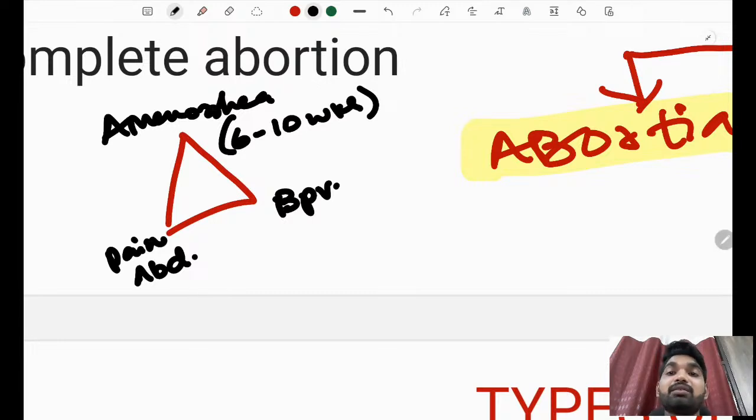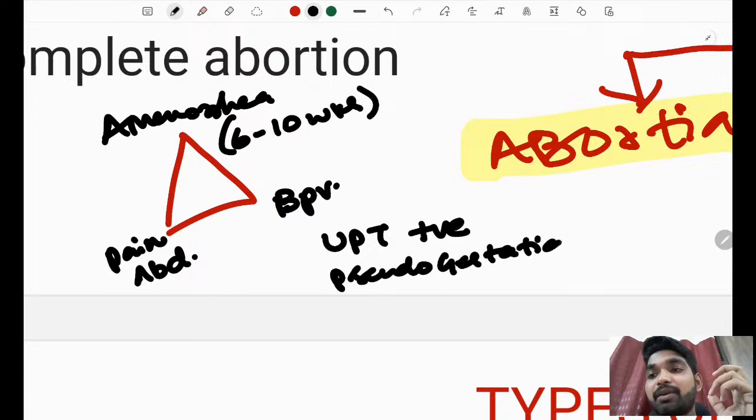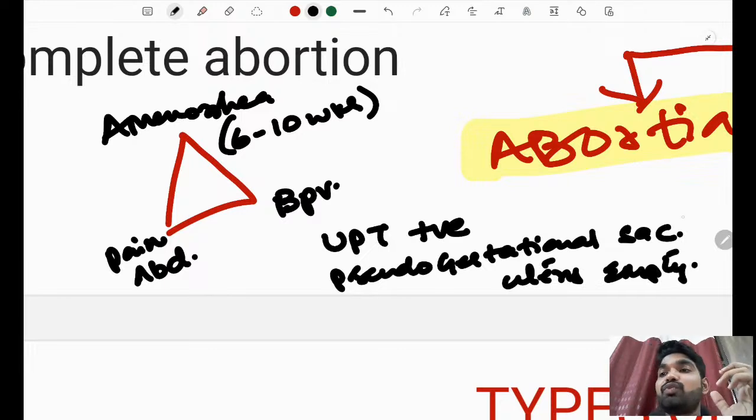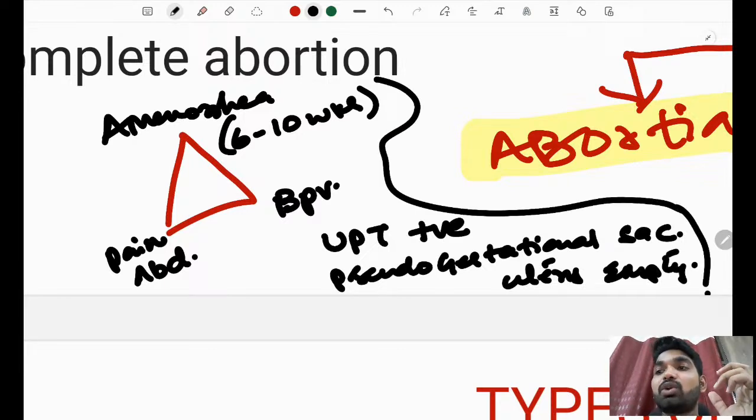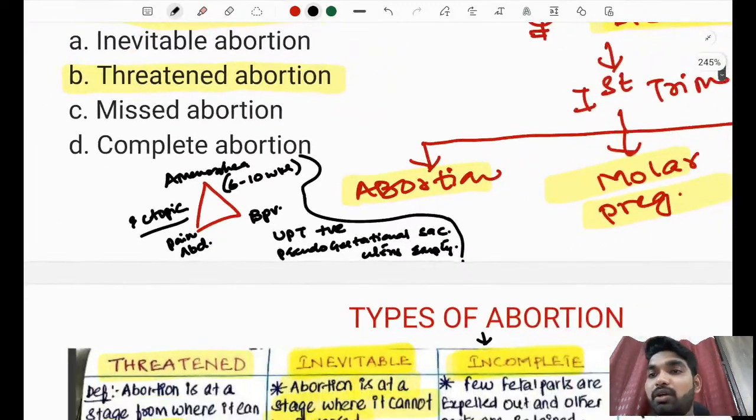Along with this triad, in the question they would also have mentioned UPT positive, and on scanning we could see a pseudo gestational sac, or the uterus is empty. If you find these things in any question, then you should think of ectopic pregnancy.